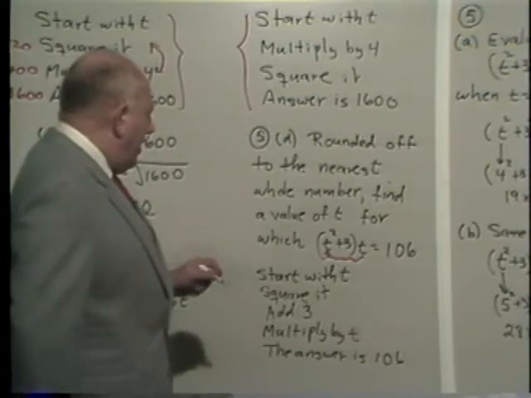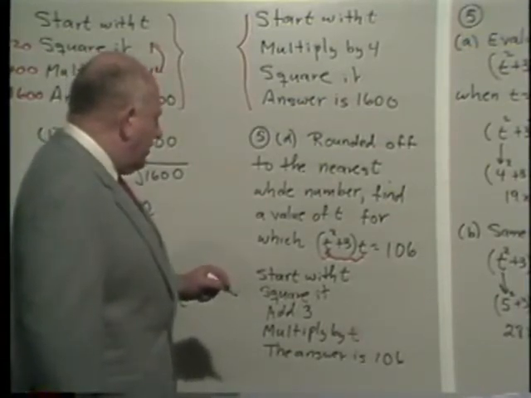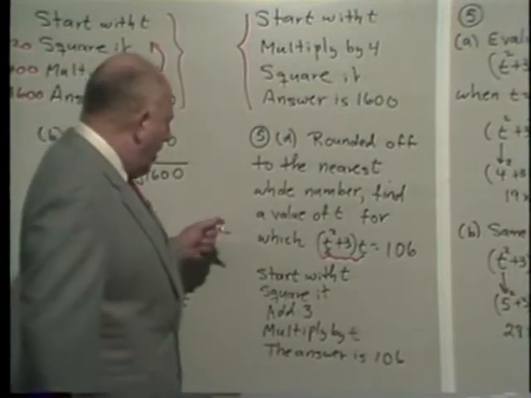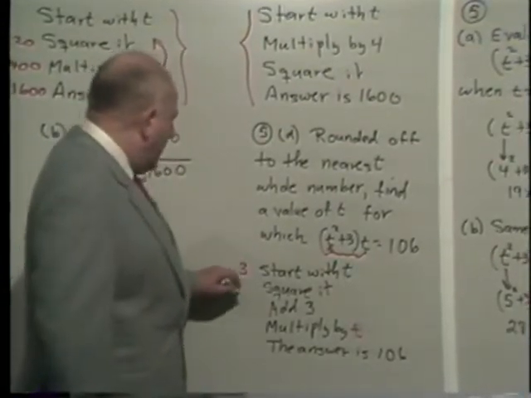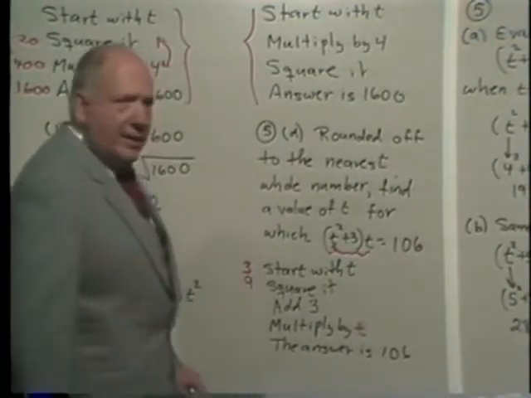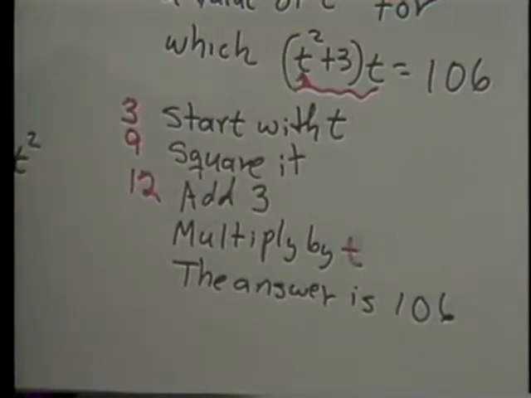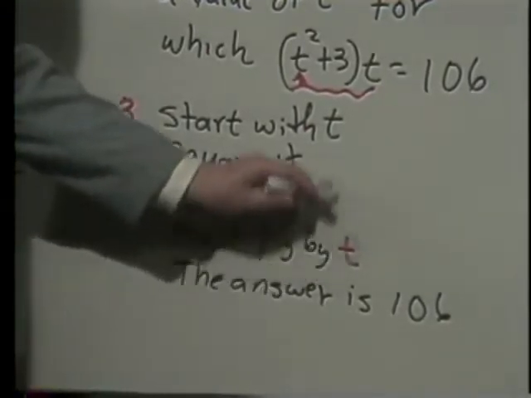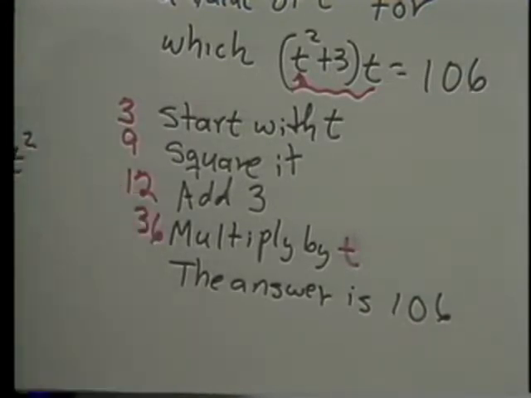I can say, gee, let me take a wild guess over here. I think I'll pick an easy number so the work won't be too hard. I think I'll pick 3 over here. What happens when I square 3? I get 9. If I now add 3 to it, I get 12. And if I now multiply by t, see, what was t in this case? It was 3. 12 times 3 is 36.